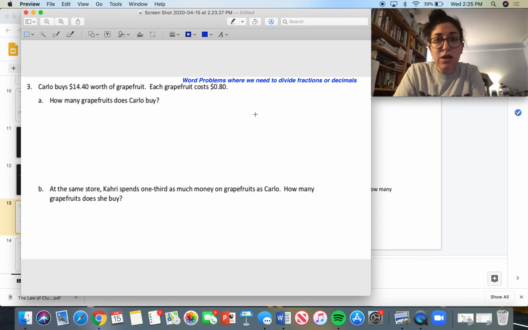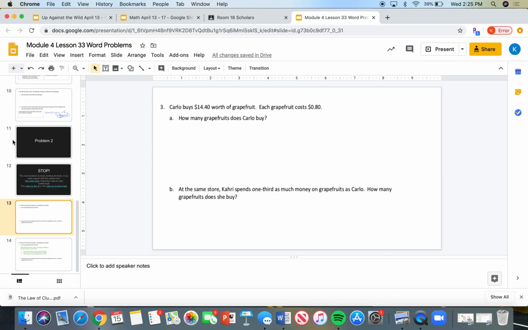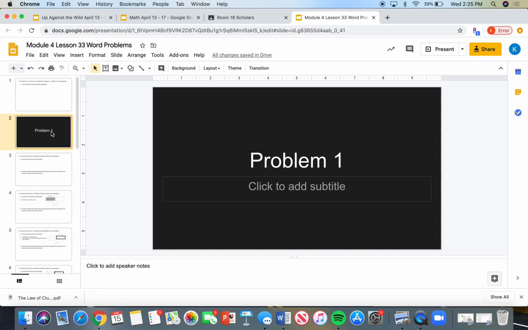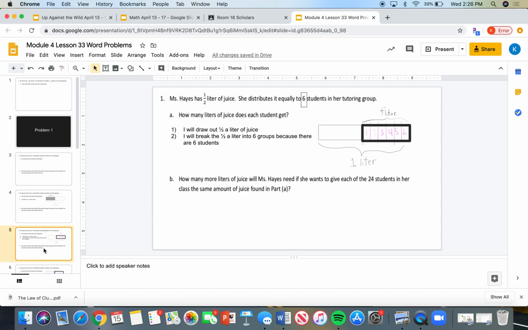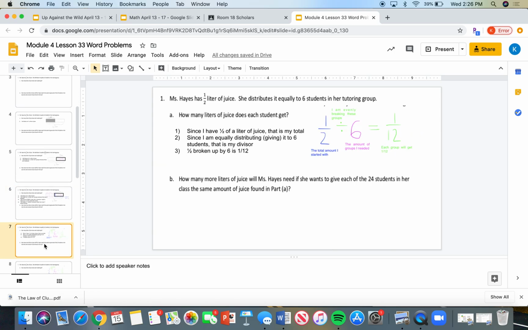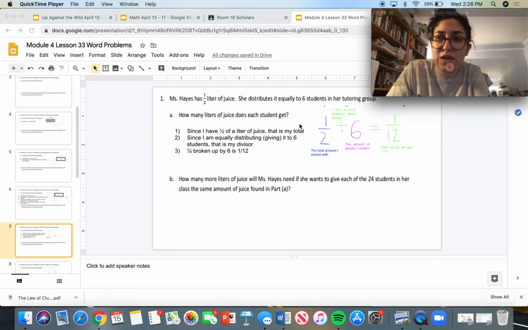Now, if you were in class with us this morning, you saw us go through this problem here with Mrs. Hayes having half a liter of juice that she distributes equally to 6 students in her tutoring group. And the question we were answering, we worked on part A, which is how many liters of juice does each student get? So we went through step by step what to do here and why we were doing it.